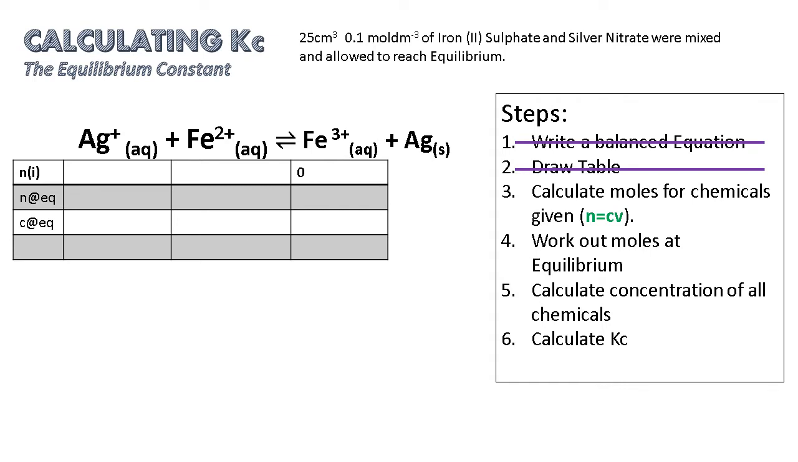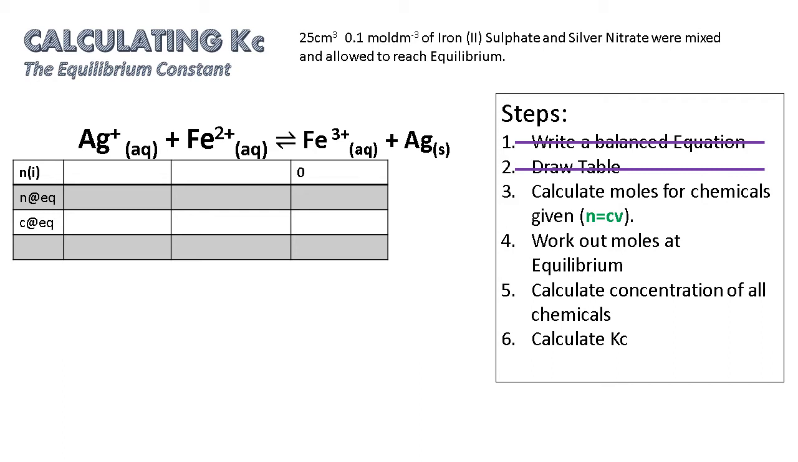So now we must calculate the initial number of moles. You may be able to see that my Fe3+ has actually got 0 because it's not being produced at the beginning of the reaction. It only happens when the reaction takes place. So therefore at the moment there's no moles of Fe3+ being produced.